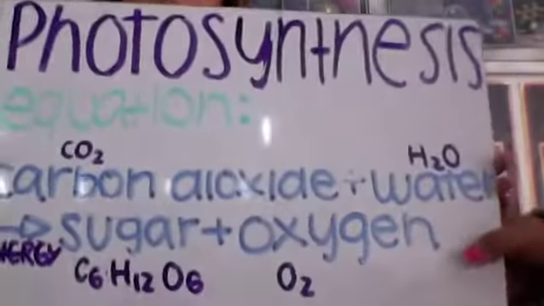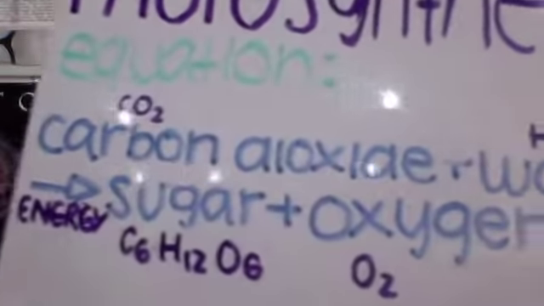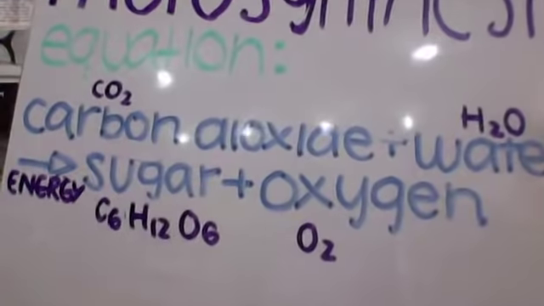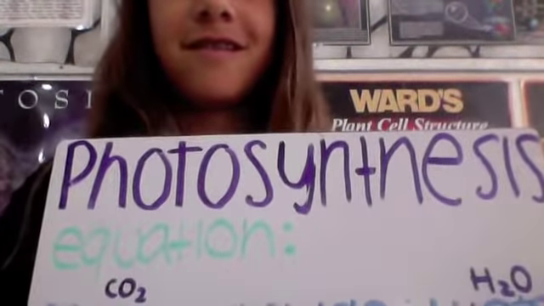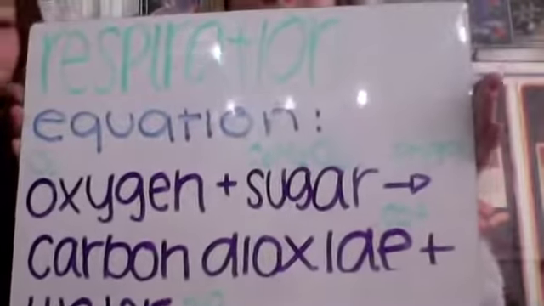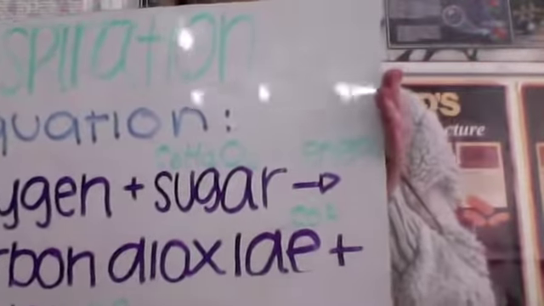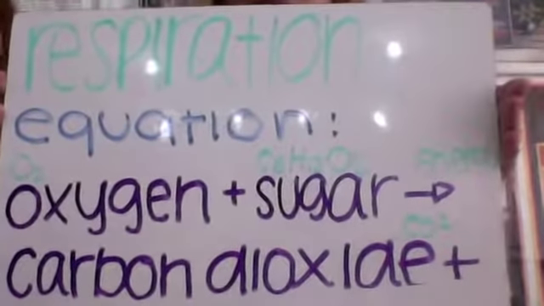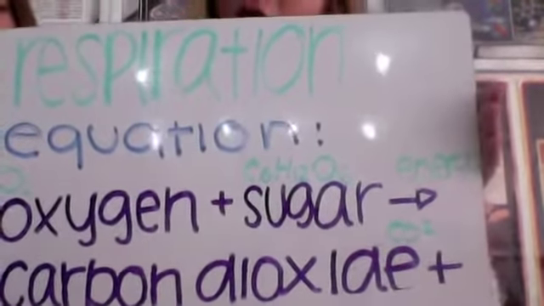Now, what is the equation of photosynthesis? The equation of photosynthesis is carbon dioxide plus water, with energy, makes sugar and oxygen. Oh, I get it. Bill, what's the respiration equation? Look. Respiration equation is sugar plus oxygen makes energy, and energy makes carbon dioxide plus water. Oh, now I get it.